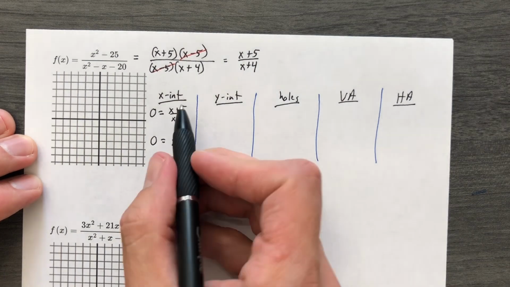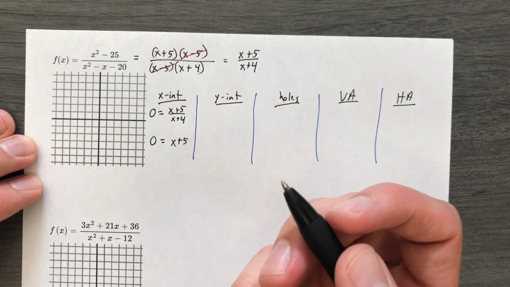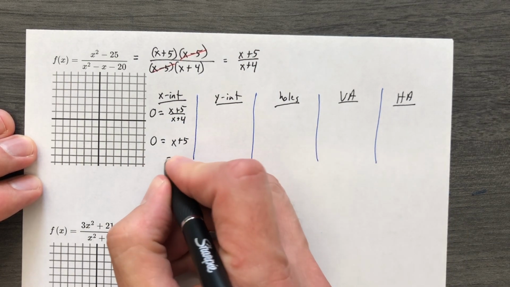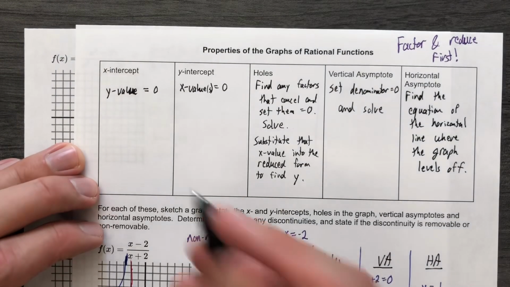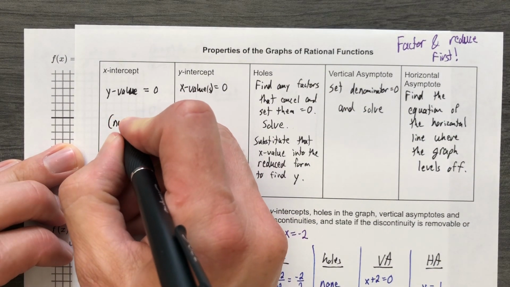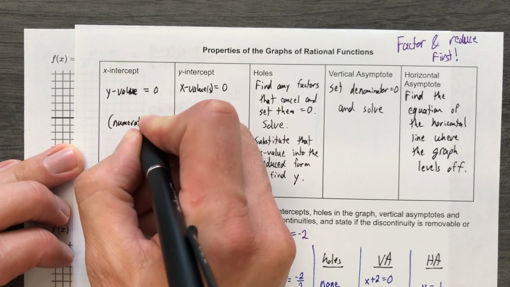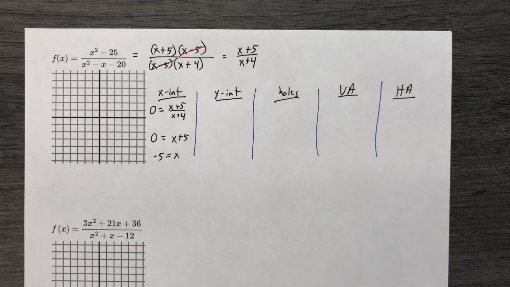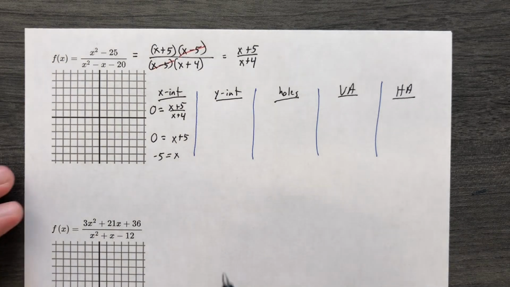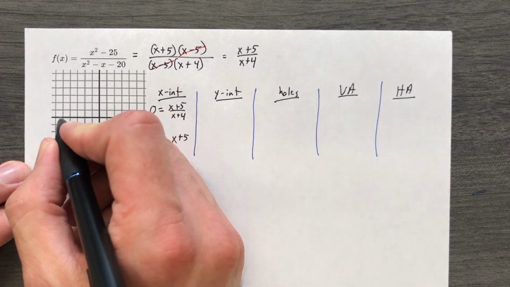I'll go ahead and tell you, set your numerator equal to 0. That's what it really is. You can write that in your shortcuts if you like. Actually, let's do that. Numerator equals 0. That's what it really comes down to. Okay, x equals -5 is our x-intercept.